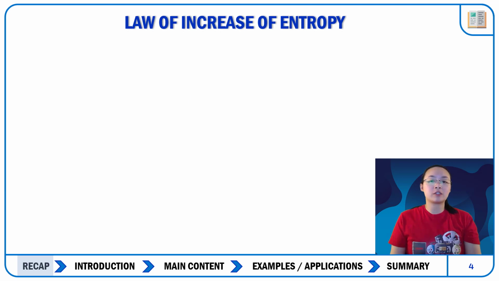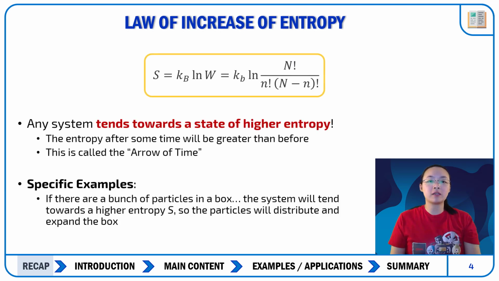Last class we talked about the law of increase of entropy. In other words, any closed system is going to tend towards a state of higher entropy. So we call this an arrow of time. And on that same note, we can assume that if there's a bunch of particles in an invisible box, over time the particles are going to tend towards a higher state of disorder, so they're going to become more distributed over time and supposedly expand the box as it becomes more disordered.